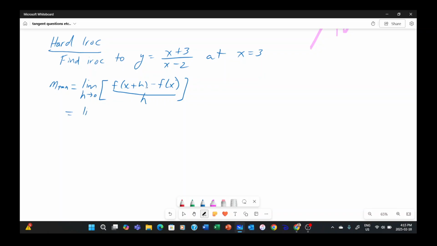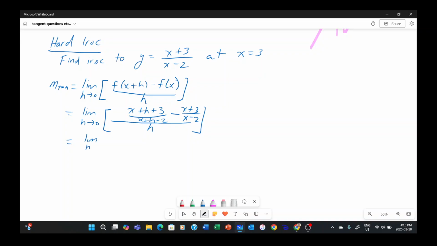And then now we just put in our function. As we've seen in class, it's always a good idea to put the original function in first. So this one is going to look just like that function, except everywhere where there's an x, it now turns into x plus h. Now this looks gross already because we have a double-decker fraction.